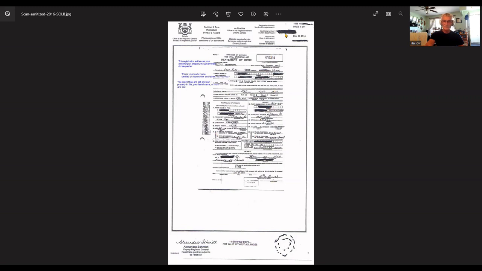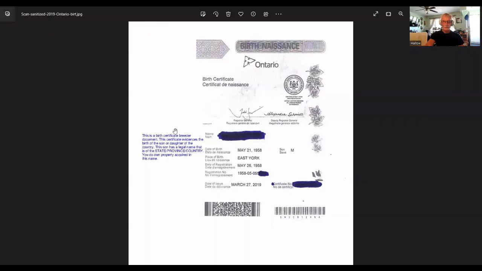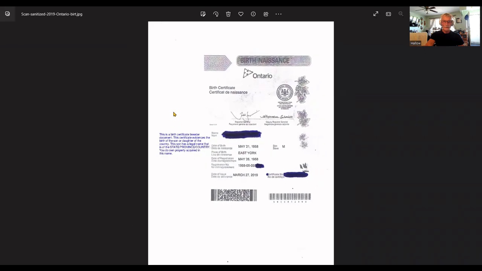Next screen share. It's an Ontario, Canada birth certificate. This birth certificate evidences the birth of the son of the country. It has a legal name, John Smith or Smith John Paul. This name here is of the state, of the province, of the country. So you've got one that's of your mom and dad and one that's of the country. Remember we talked about two being the same name. They're not really the same name, but they look and sound the same.